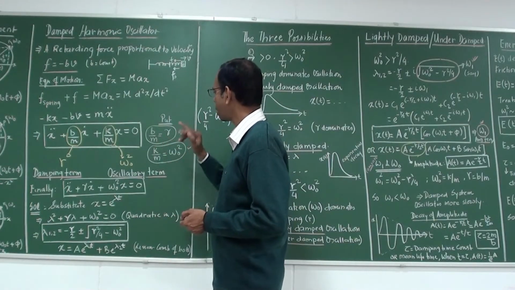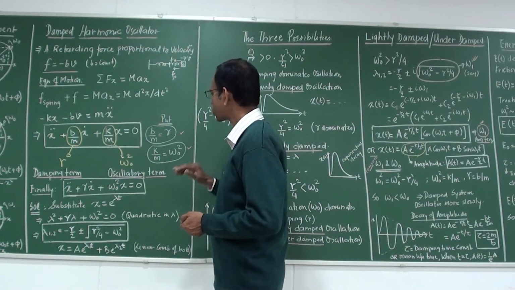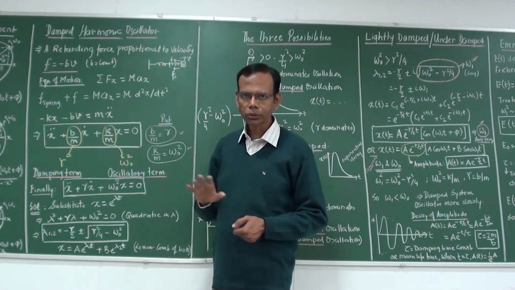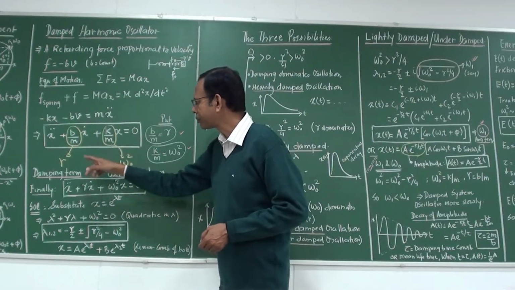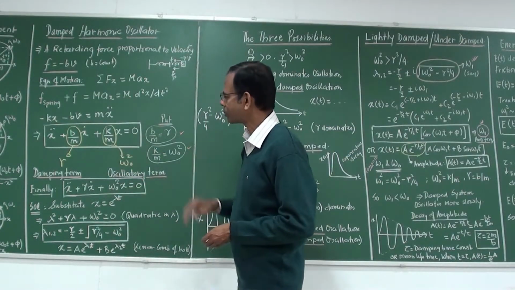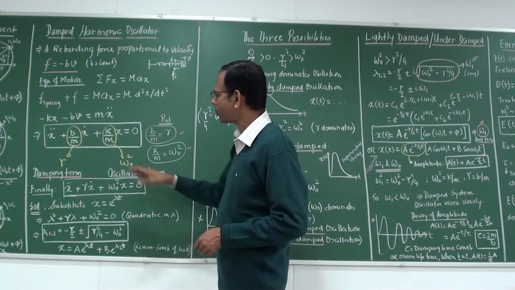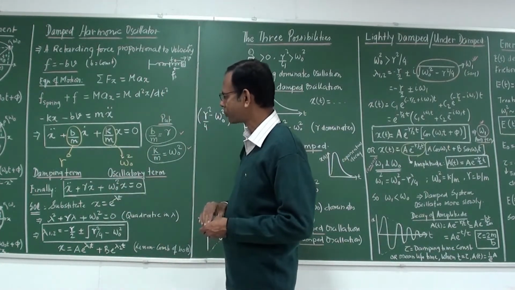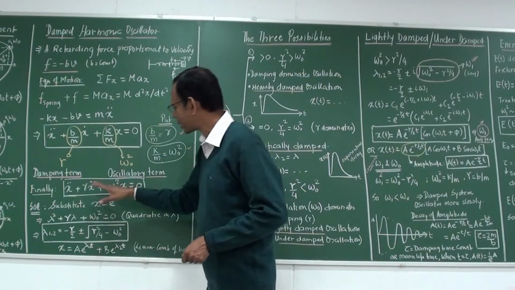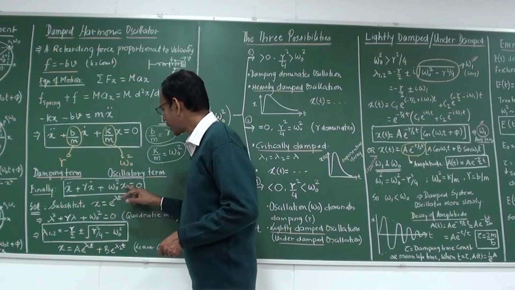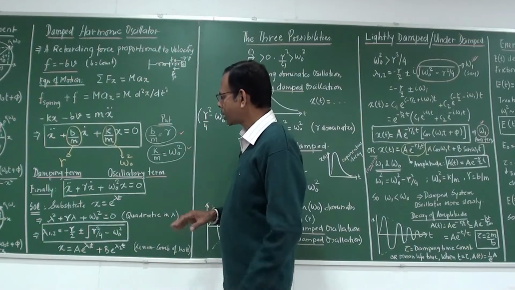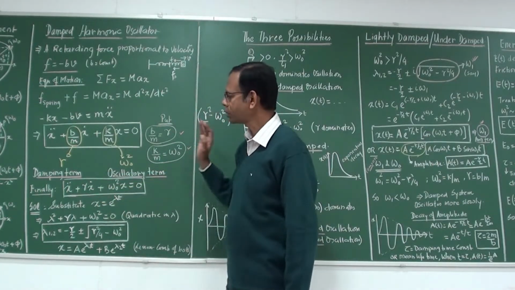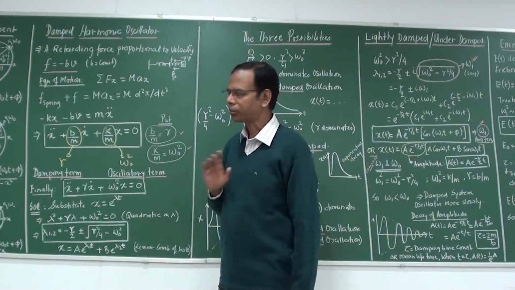So b by m is gamma and k by m is omega 0 square. These two quantities are very important, which you need to remember, because every time we will be talking about gamma and omega 0 square. So after introducing gamma and omega 0 square, we write the equation in that form: x double dot plus gamma x dot plus omega 0 square x is equal to 0. Now this is the second order differential equation which we have to solve.